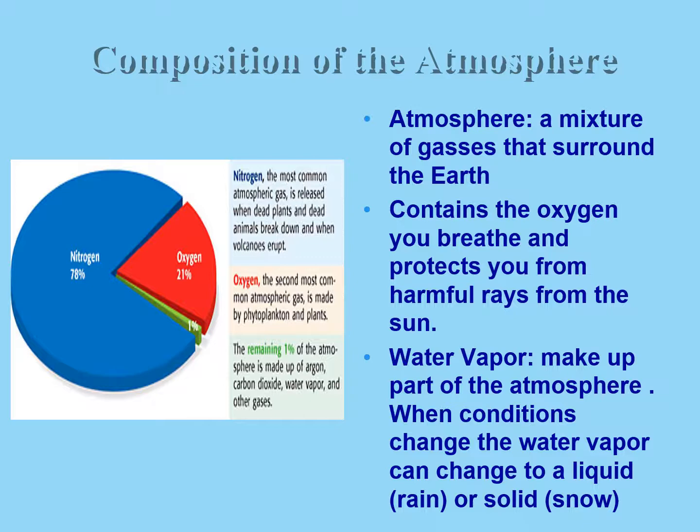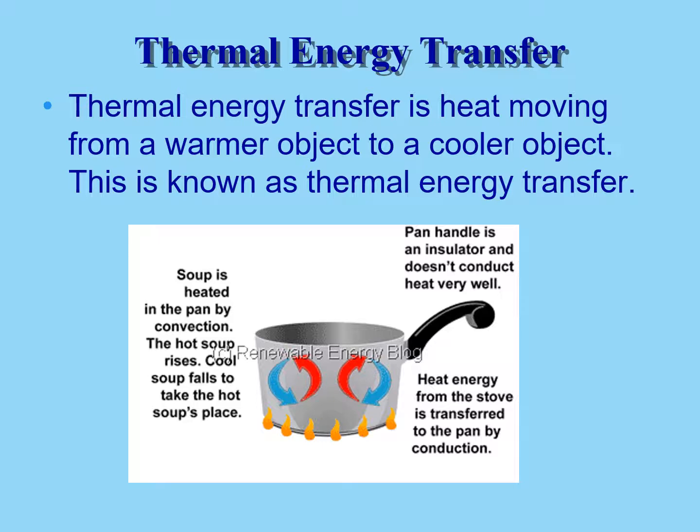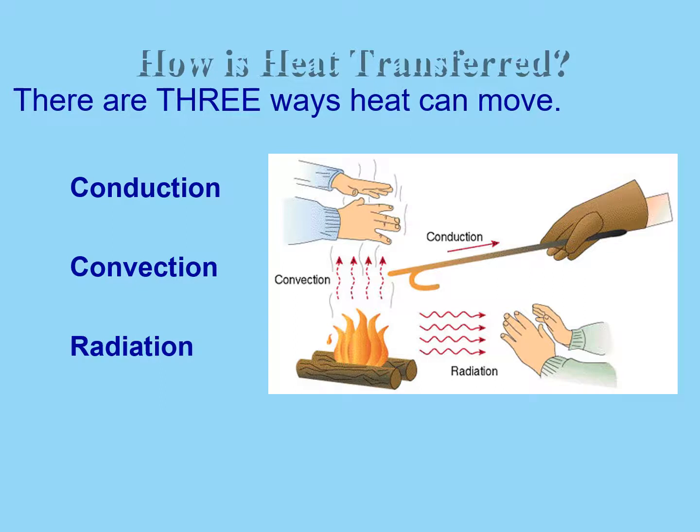We talked about our atmosphere and how it's just a mixture of gases that surround the Earth. We discussed what atmospheric heating is and how our atmosphere absorbs energy from the sun and how that energy can go to the atmosphere, land, and water, and it is changed into thermal energy. We briefly went back over what heat transfer is and how it's moving from a warmer object to a cooler object. We understand that there are three ways that heat can move: by contact, which is conduction, when the objects are touching, by radiation, when there's electromagnetic waves, and by convection, which is through a fluid.